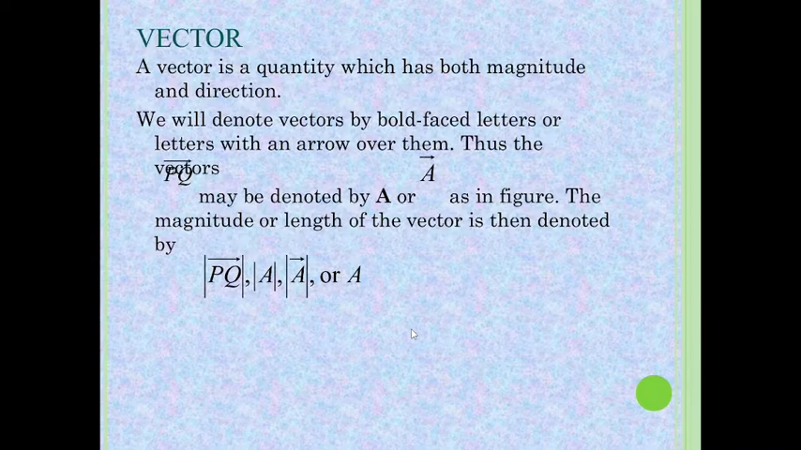The magnitude or length of the vector is then denoted by mod PQ, mod A, mod of vector A, or |A|. Okay. A vector quantity is a quantity which has both magnitude and direction, and it also follows the laws of vectors, like the law of parallelogram and the law of triangle. There are different laws which are followed by vector quantities.